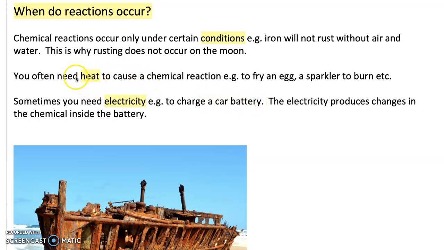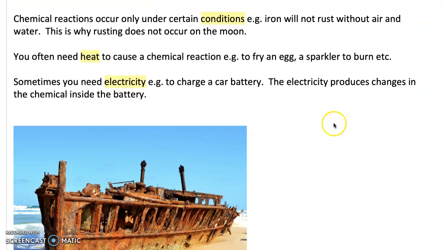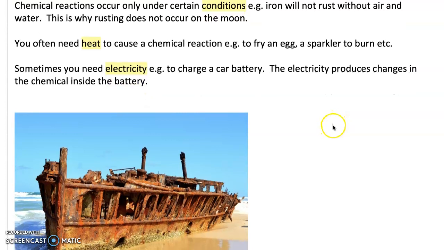So other chemical reactions that use heat, so when we eat eggs, we cook them first, and you can actually see that for example, the white part of the egg is sort of clear when it's in the egg, but when you cook it, it goes white. As we talked about before, sparklers burning. Sometimes you can need electricity for a reaction to take place, so to charge a car battery, and your car battery's got acids in it, and the electricity produces changes in the chemicals inside your battery.